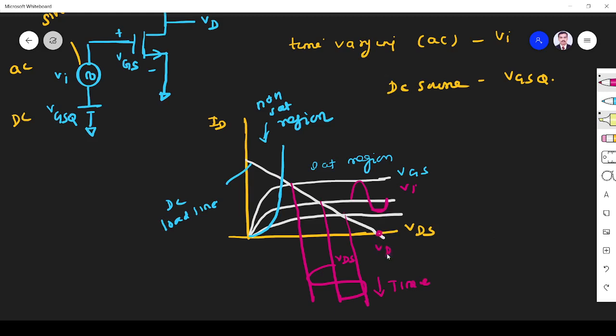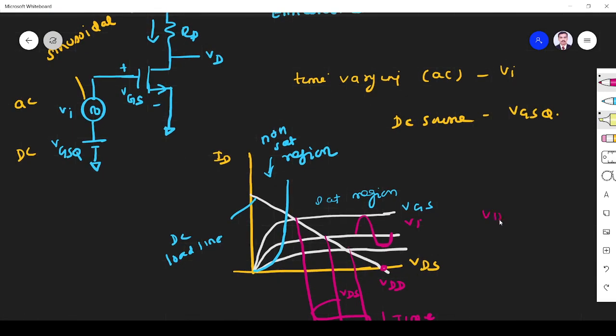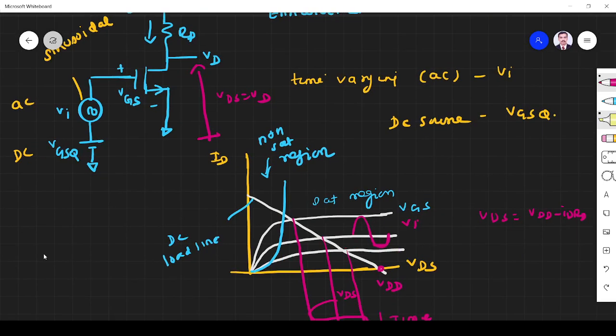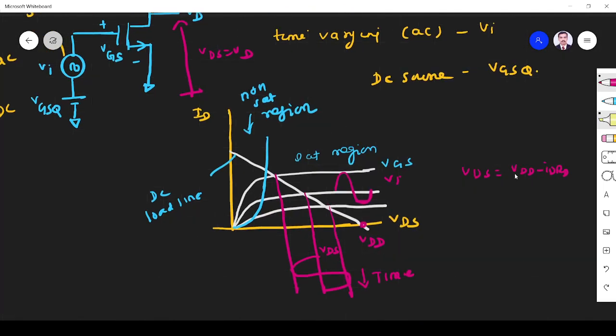Here we have VDD. What is VDS? From the diagram, VDS is equal to VDD minus ID RD. Source is grounded, so VDS is equal to VD, which is nothing but VDD minus ID RD. So when VDS is equal to VDD, ID is equal to 0. You substitute VDS equal to VDD here, and what we get is ID equal to 0.